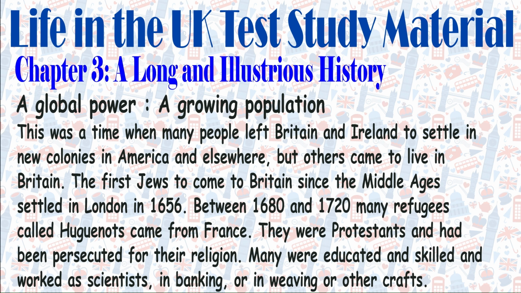A growing population. This was a time when many people left Britain and Ireland to settle in new colonies in America and elsewhere, but others came to live in Britain. The first Jews to come to Britain since the Middle Ages settled in London in 1656. Between 1680 and 1720 many refugees called Huguenots came from France. They were Protestants and had been persecuted for their religion. Many were educated and skilled and worked as scientists, in banking, or in weaving or other crafts.